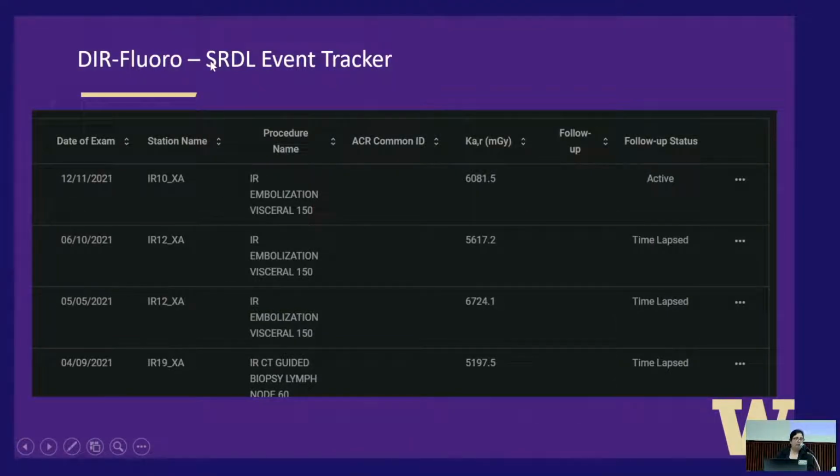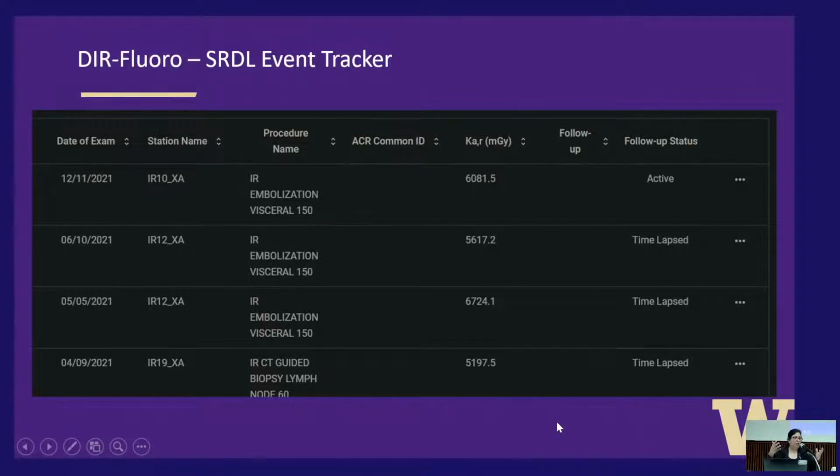Once you put that information in, it tells you the date of exam, which scanner, and what your procedure name was. It's telling you here that your air kerma for these 4 cases was greater than 5 gray, or 5,000 milligray. So this is an example showing all your alerts where you picked an SRDL of 5,000. But if you did 3,000, these numbers would all be over 3,000. And then you have follow-up status as well. Is it active? Well, this was probably an older case. This is a newer case. Maybe you're still following up, things like that.